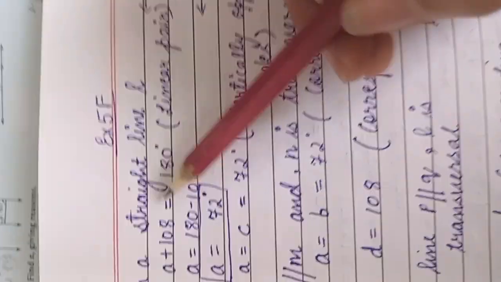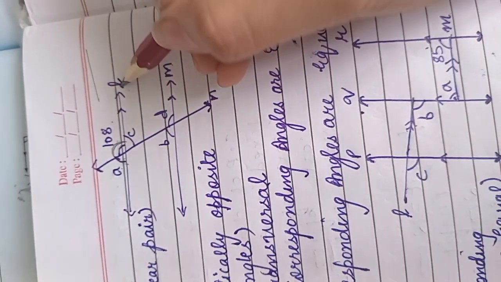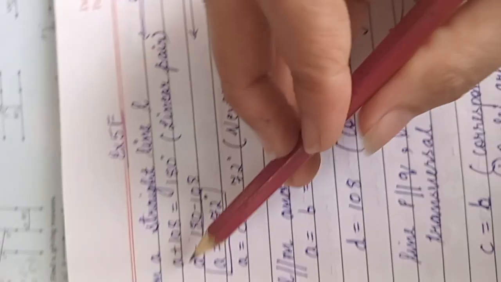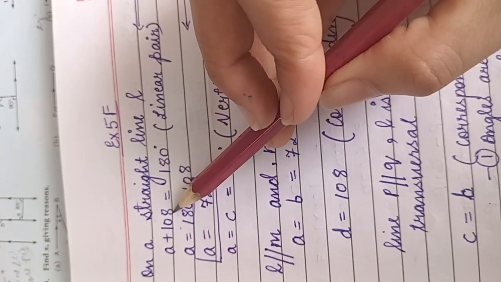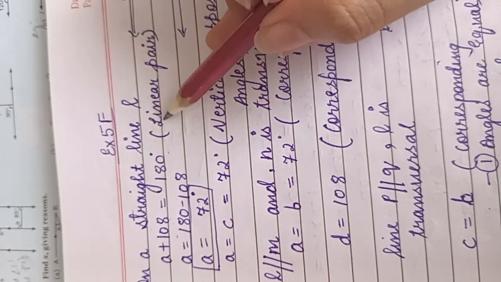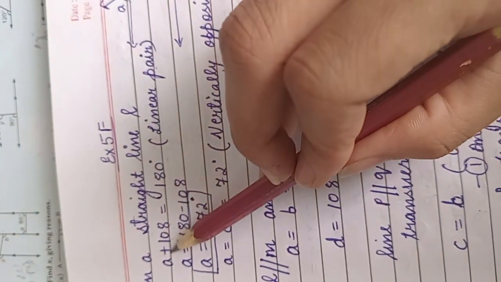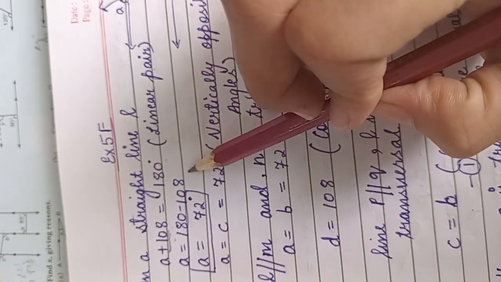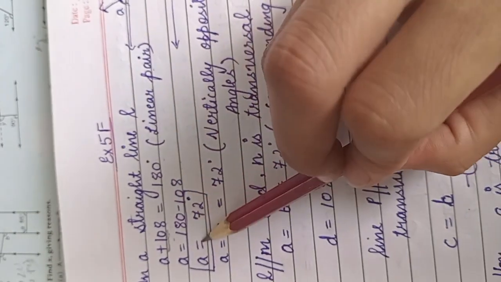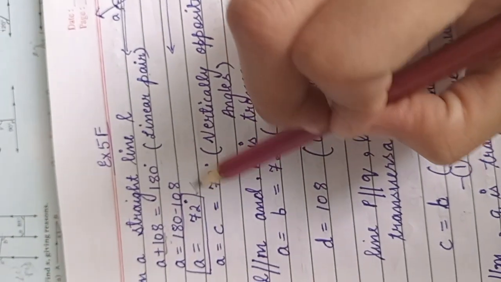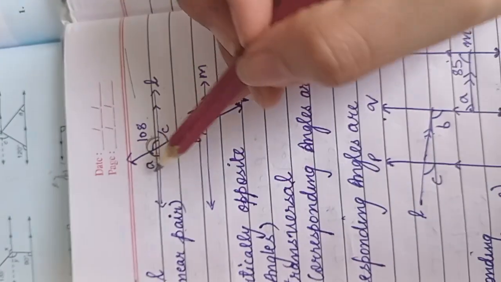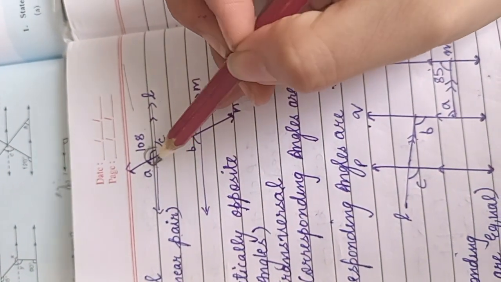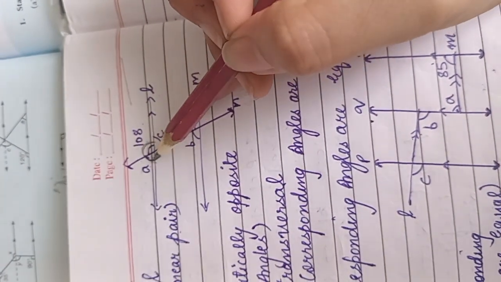So we will write on straight line, which straight line? L, A plus 108 will be equal to 180 degrees. That is the linear pair. On the left hand side it is plus 108, on the right hand side it will be minus 108. That is your angle A. Angle A is 72 degrees. After angle A we can find angle B also, because after A we have to find B.